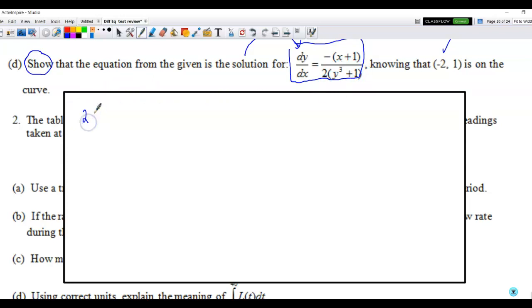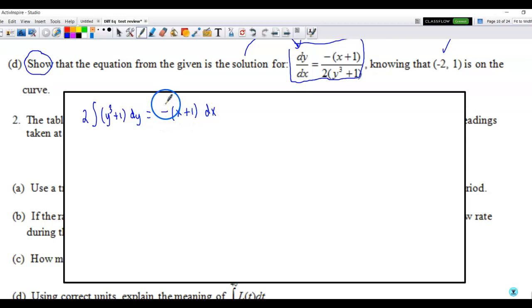I'm going to get that coefficient out of the way, y cubed plus 1 dy, that's on the left-hand side. On the right-hand side, I still have the numerator of the opposite of x plus 1, and then the dx on the right-hand side. So my variables are separated.